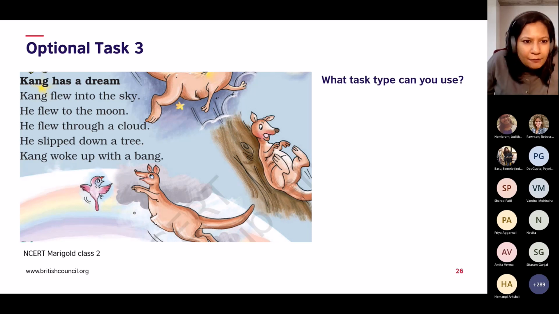Kang flew into the sky, he flew to the moon, he flew through a cloud, he slipped down a tree. Kang woke up with a bang, I think. Yes. Okay.